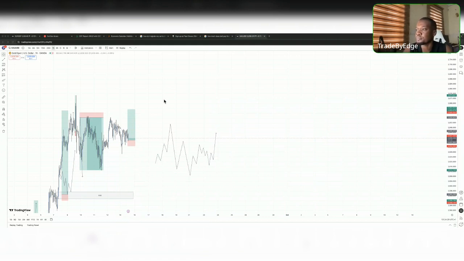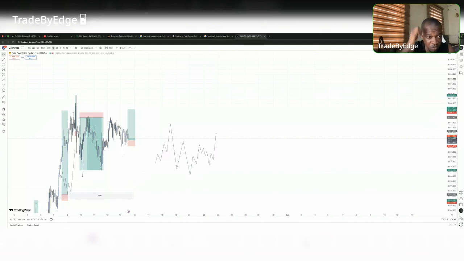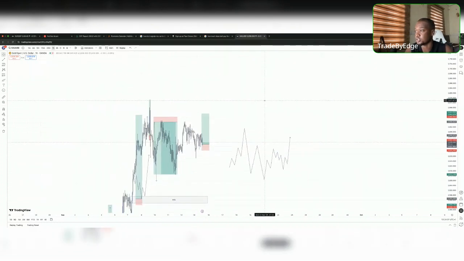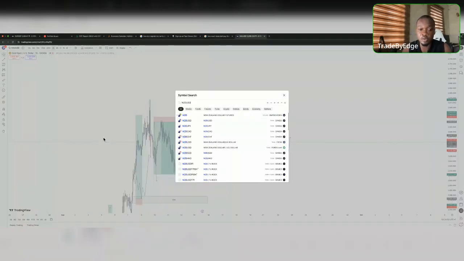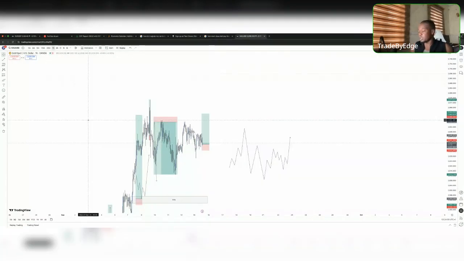So this is the trade I'm going to be looking out for. Let's just see how this plays out. We are going to be chilled this week. Hopefully, by God's grace, we will make so much money from the market this week.